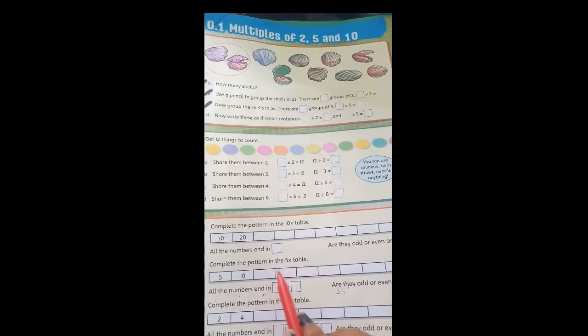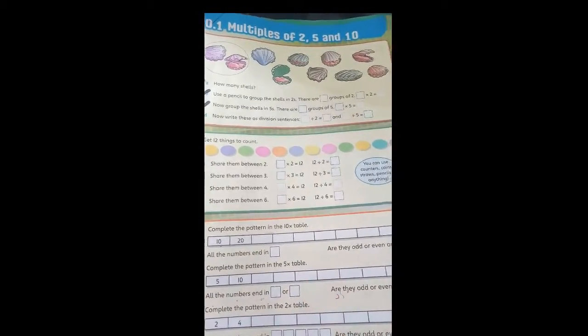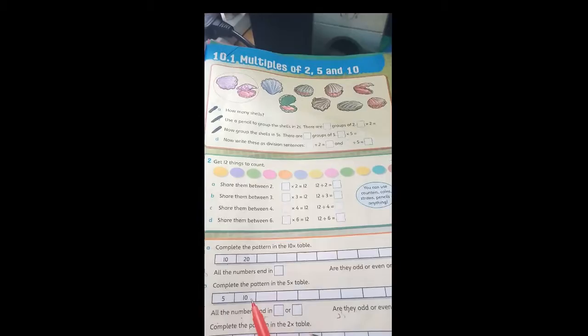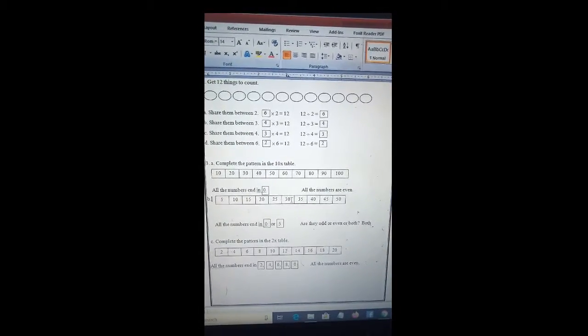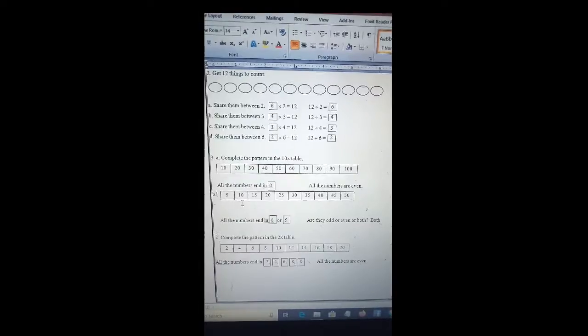Now number B, complete the pattern in the 5's table. Here is 5, 10. 5 ones are 5 and 5 twos are 10. So we can complete the pattern in the table by the 5 times table. Now look here, 5 threes are 15, 5 fours are 20, 5 fives are 25, 5 sixes are 30, 5 sevens are 35, 5 eights are 40, 5 nines are 45 and 5 tens are 50. All the numbers end in 0 and 5.